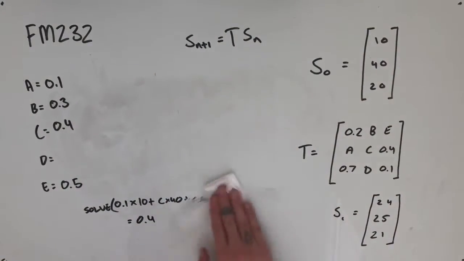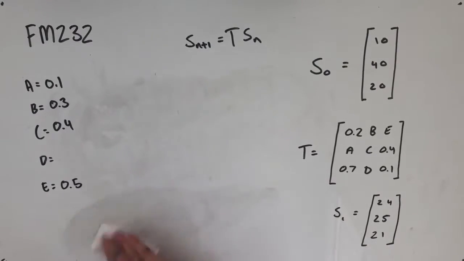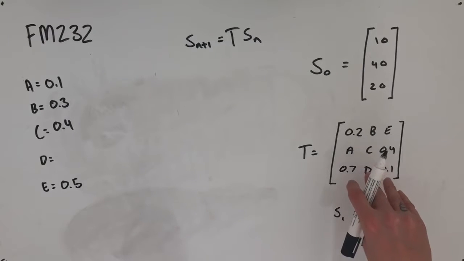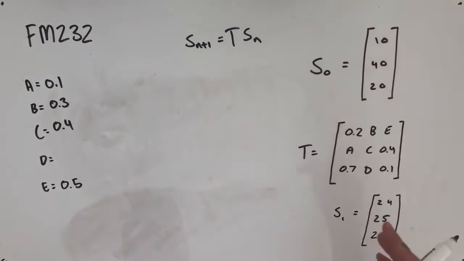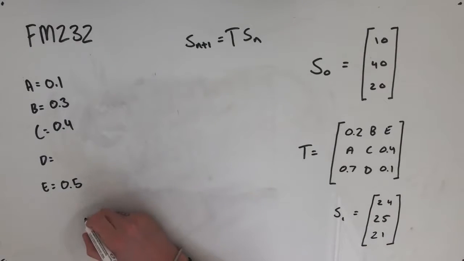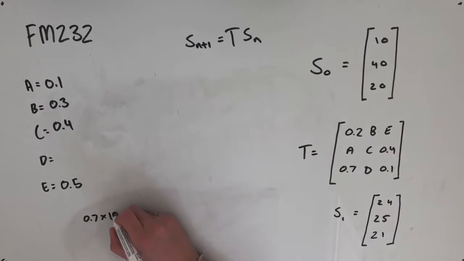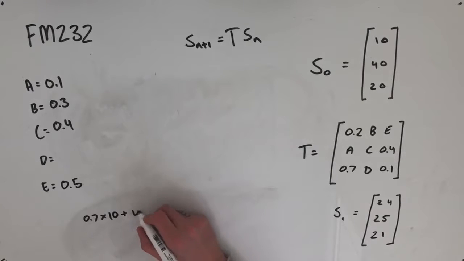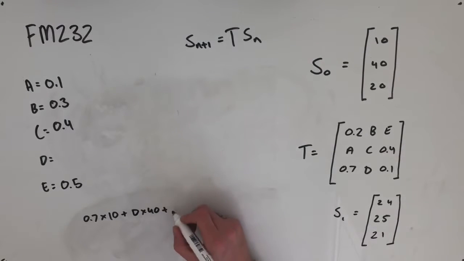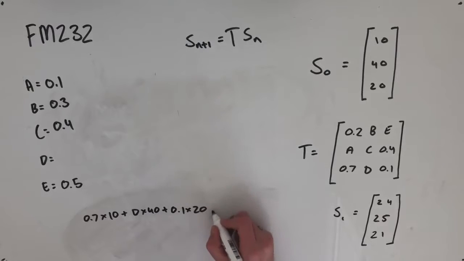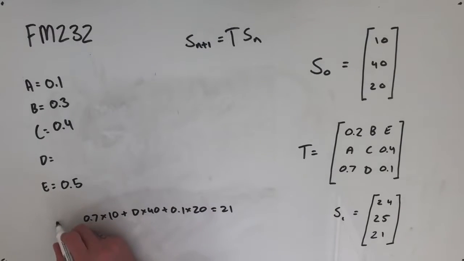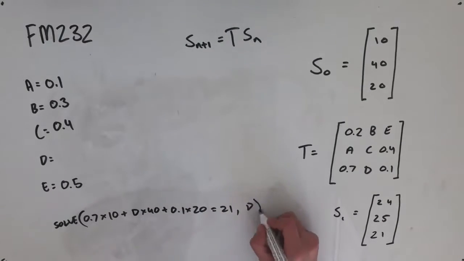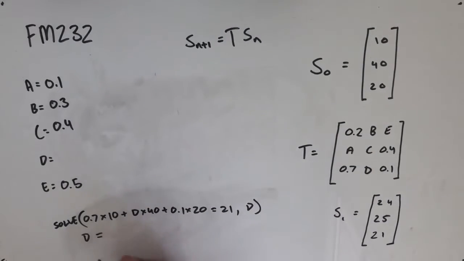Our final unknown is D. Going through the same process again, this bottom row, the third row, plugged into our initial state matrix should give a value of 21. So we've got 0.7 times 10 plus D times 40 plus 0.1 times 20 should be equal to 21. Plugging this into solve for D, we should get an answer here of D being equal to 0.3.